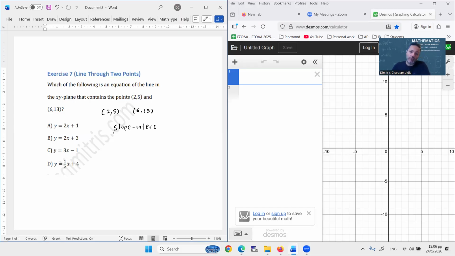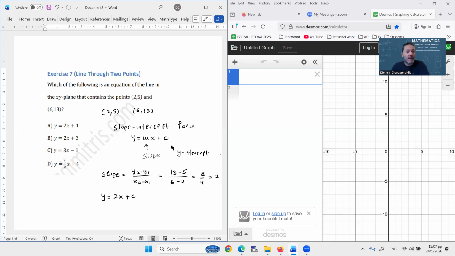slope-intercept form. We know that the slope-intercept form of a line is y equals mx plus c. All that we need to do is find m, which is the line's slope, and then determine the y-intercept. The slope is given by the formula (y2 minus y1) over (x2 minus x1), which is equal to (13 minus 5) over (6 minus 2), which is 8 over 4, which is equal to 2. So we are looking for a line that goes like this, 2x plus c.